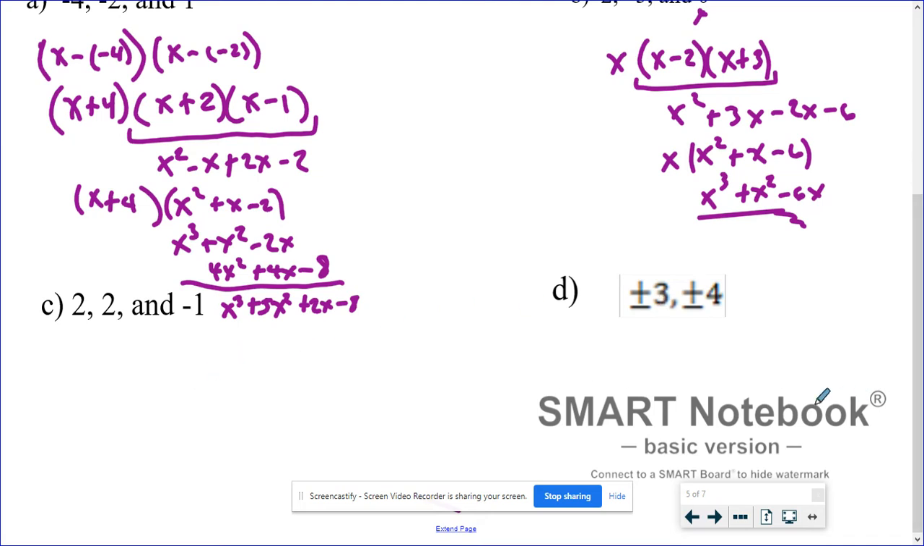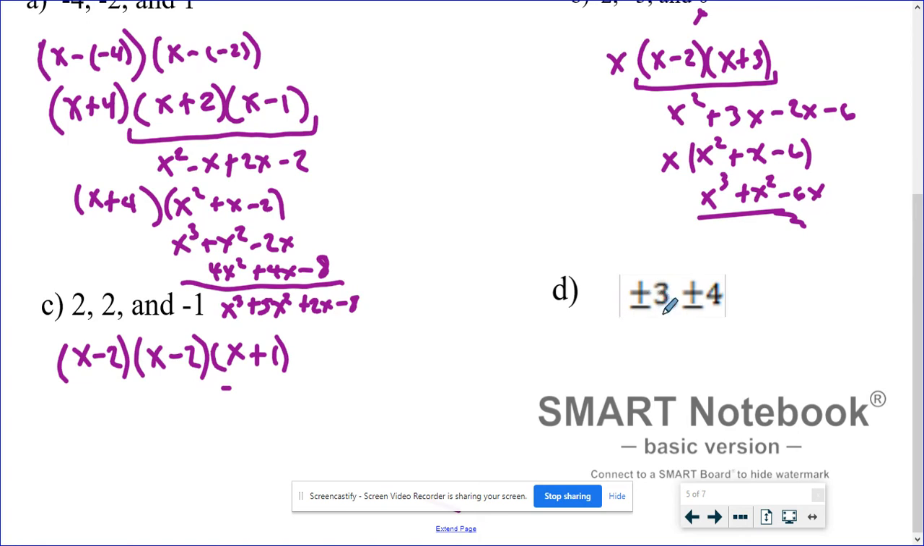I'll leave these two for you to try on your own. I'll help you set them up. This is really no different. You just have two that are the same. So it would be x minus 2 and x minus 2. And then the minus 1 would make it x plus 1. So multiply those together. You can try that on your own.